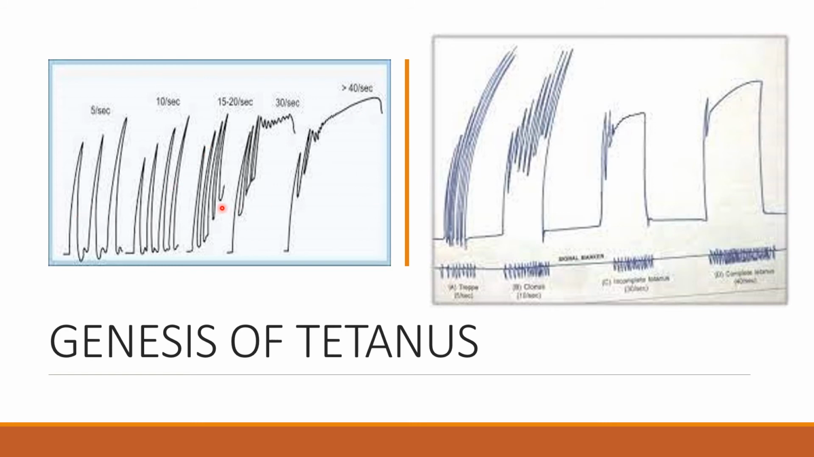So these graphs, first one treppe or staircase phenomenon, clonus or incomplete tetanus, and then complete tetanus. Okay, you should know the frequency when the tetanus is taking place and the reason behind the tetanus.